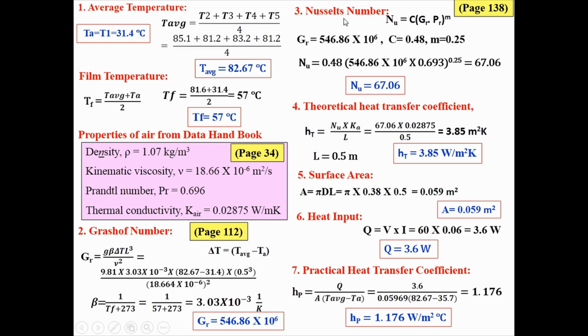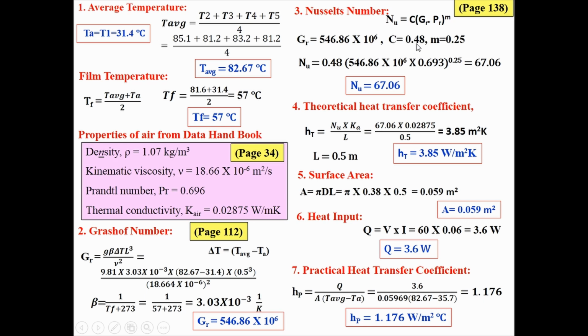Similarly, you have to calculate the Nusselt number also. What is Nusselt number? You can get it from the data handbook, page number 138. That is, Nu is equal to C into (GR into PR) to the power of M. Whenever you multiply GR into PR, from the data handbook for this GR into PR value, you will get the C and M values.